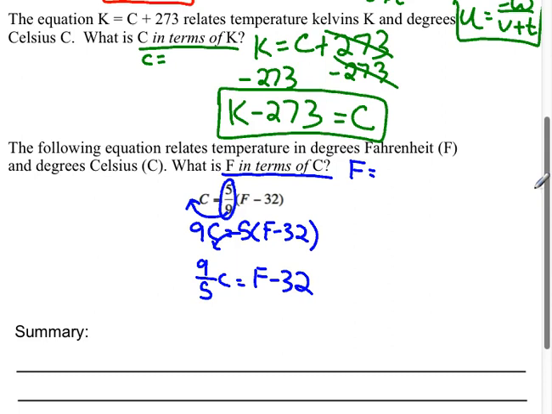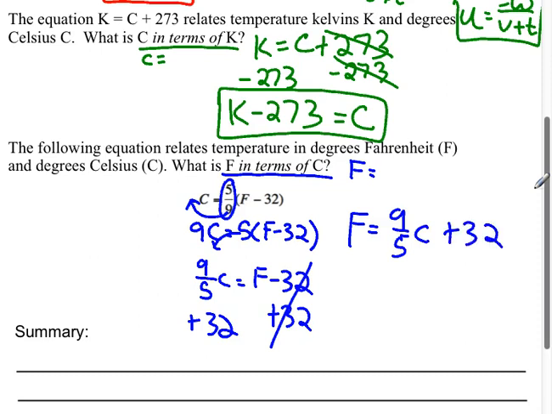Well, now, last thing, let's add that 32 over, and F will finally be by itself. Again, 5/9 C has a variable, 32 does not, so they do have to stay separate. But now we can calculate Fahrenheit using Celsius.